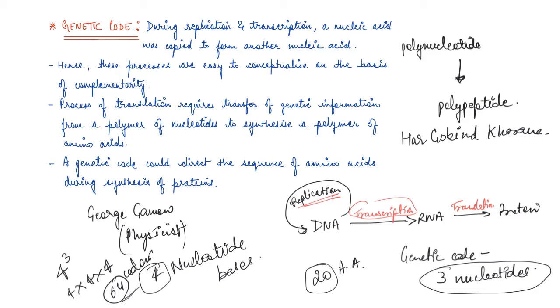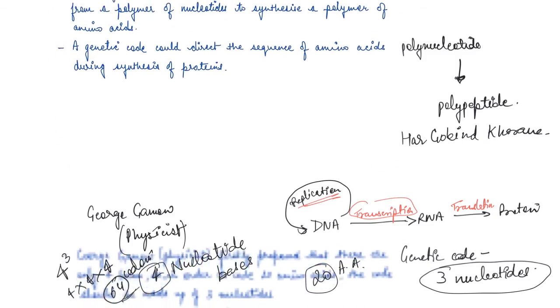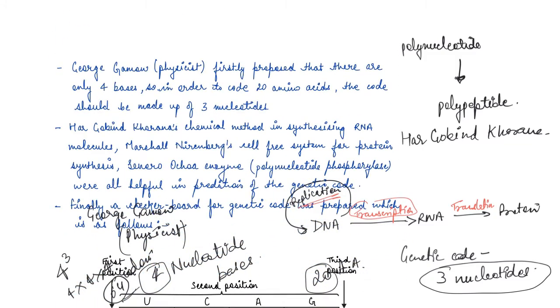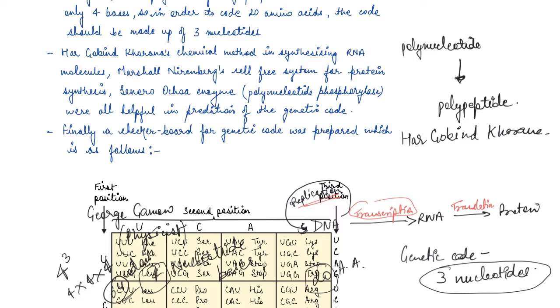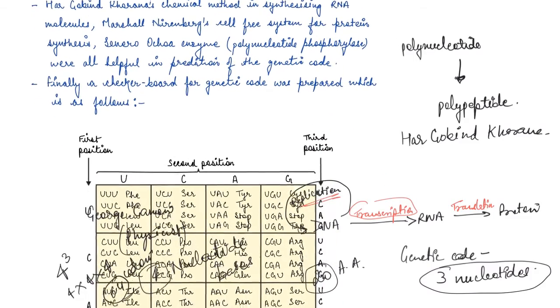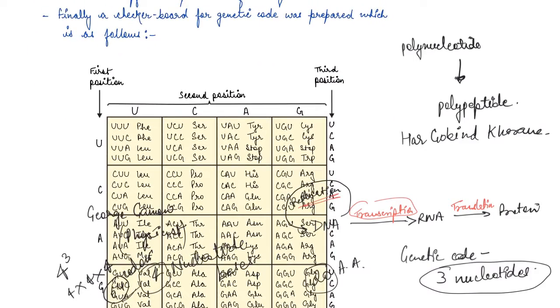Now, again, many scientists after him, including Marshall Nirenberg's cell-free system of protein synthesis, helped in deciphering the code. Then we have other scientists who said that yes, what George Gamow initially said was correct, right? So finally, the codons that we got. Finally, what we got was a checkerboard for the genetic code.